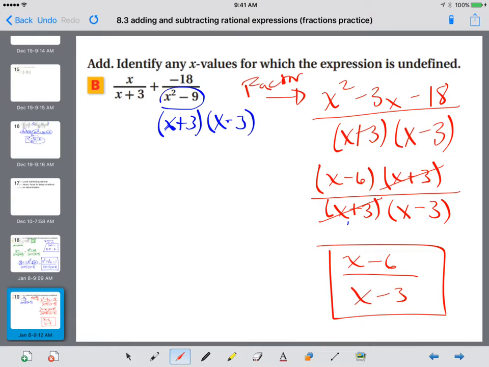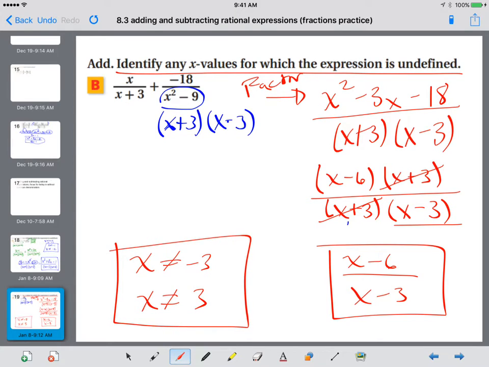So we still have to keep in mind how we can simplify these things. We can still factor the top if possible, cancel things out. All the skills we've been doing from previous lessons. Now, to identify any x values for which the expression is undefined, well, that takes care of the bottom. If we have x plus 3, that means x can't equal negative 3. And if we've got x minus 3, that means x can't equal positive 3. Those are the values for which the expression is undefined.